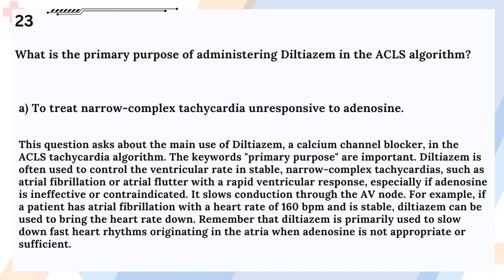It slows conduction through the AV node. For example, if a patient has atrial fibrillation with a heart rate of 160 bpm and is stable, diltiazem can be used to bring the heart rate down. Remember that diltiazem is primarily used to slow down fast heart rhythms originating in the atria when adenosine is not appropriate or sufficient.